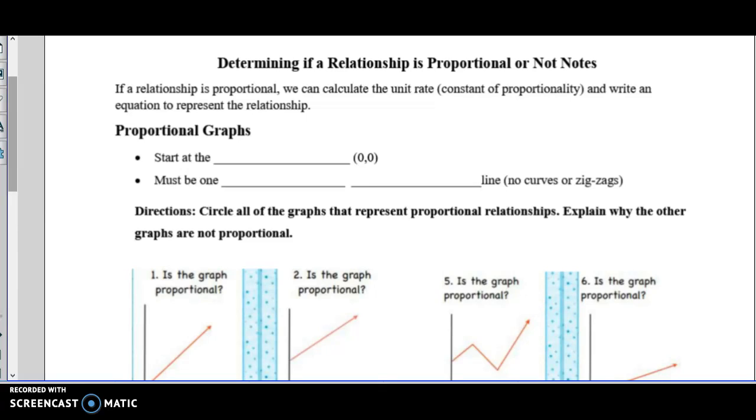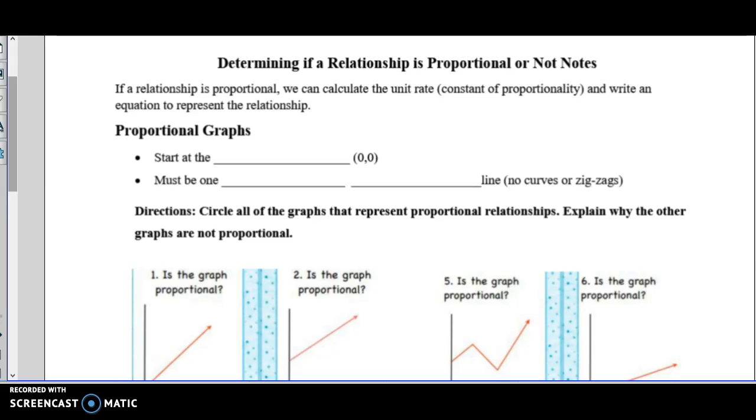If a relationship is proportional, we can calculate the unit rate, which is the constant of proportionality, and we can write an equation to represent the relationship. If it's not proportional, then I cannot find the constant of proportionality, and I cannot write a proportional equation. So let's first focus on proportional graphs.